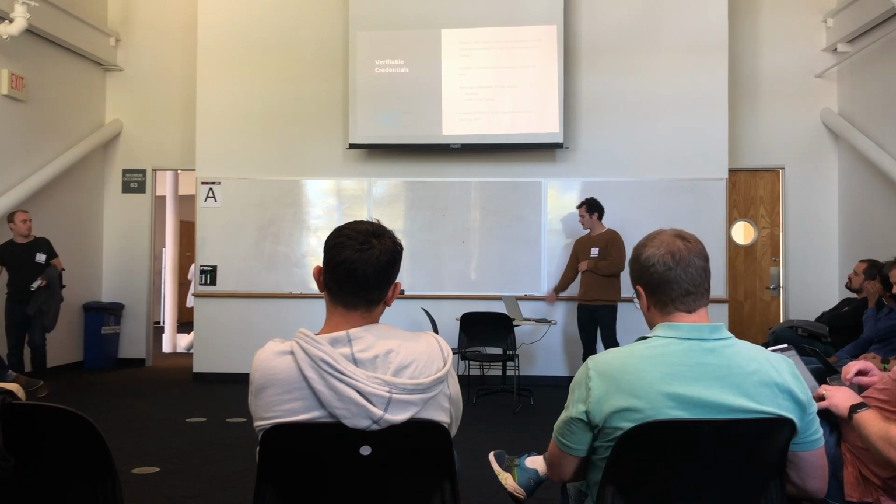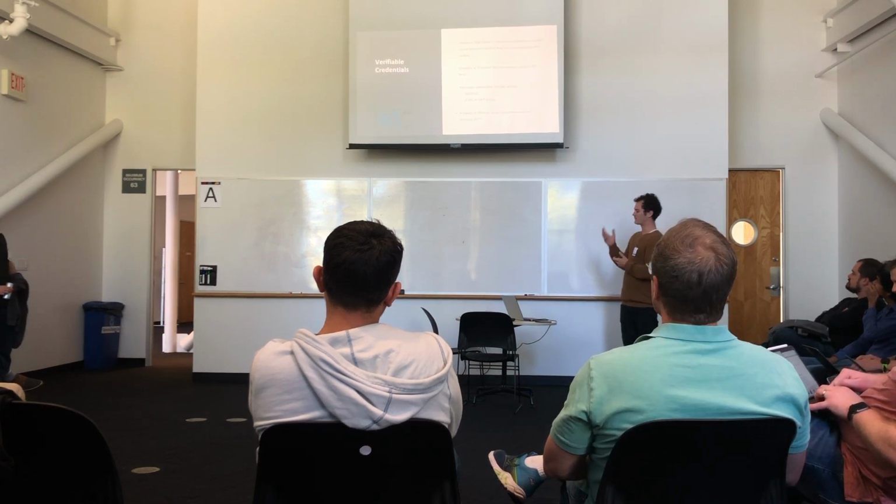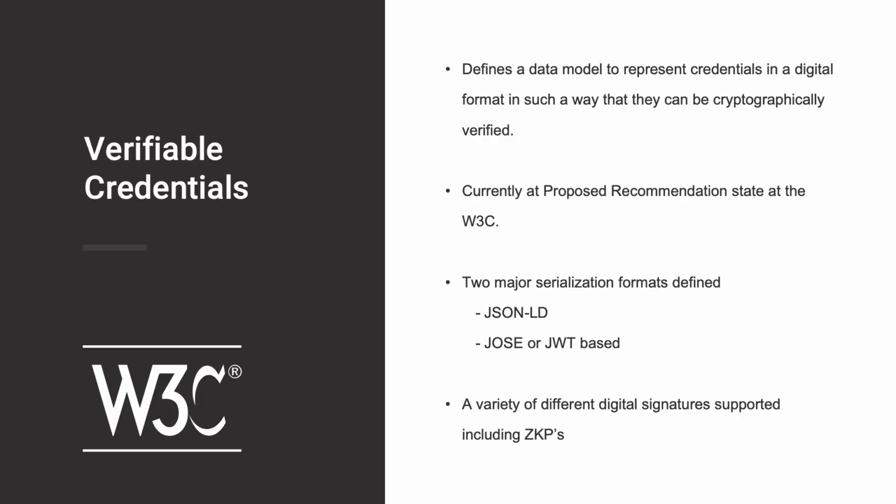For those that don't know what verifiable credentials are, they're basically a spec that's in what's called proposed recommendation state at the W3C currently, and they define a data model to represent credentials in a way that's cryptographically verifiable. They have two different serialization formats, for those that are interested in that aspect, which are JSON-LD and JOSE. And they've got a variety of different signature mechanisms that you can employ with them, including things like zero knowledge proofs.